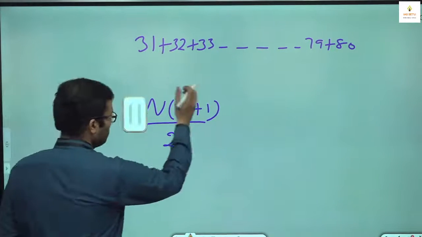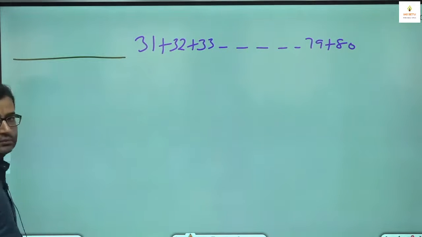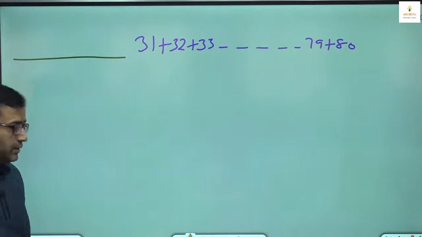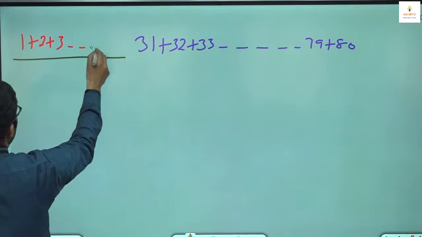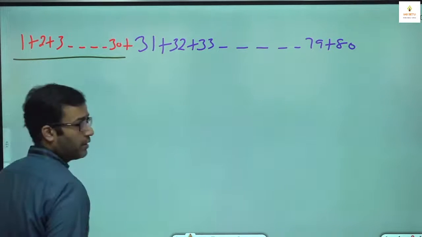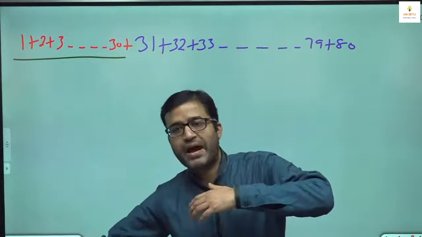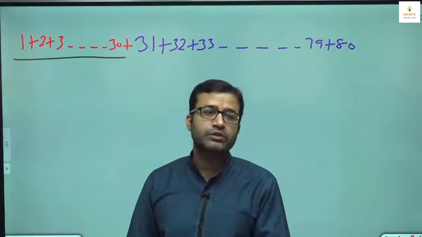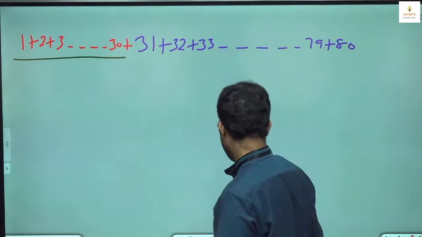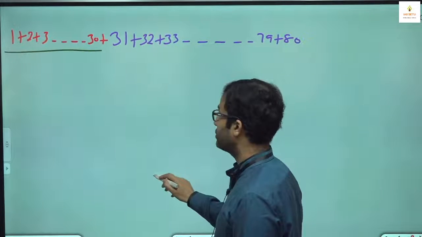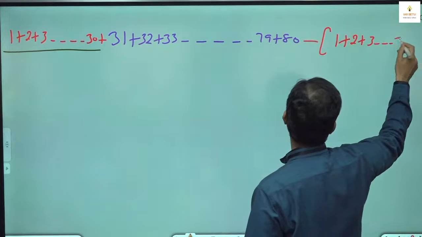So what you can do, step number 1, something is missing. What is missing? 1 to 30. Here we will add 1, 2, 3 up to 30. But the rule is, if you add something here, there will be imbalance. And what you can do, same thing you can subtract. जो आप add कर रहे हो वो subtract कर दो बाद में. तो इसमें क्या करेंगे, minus 1, 2, 3, up to 30.